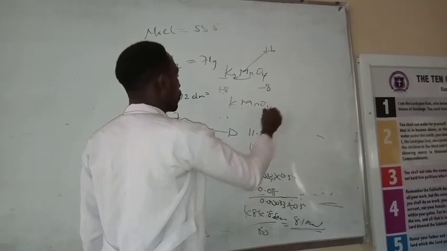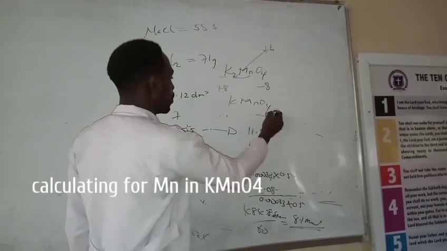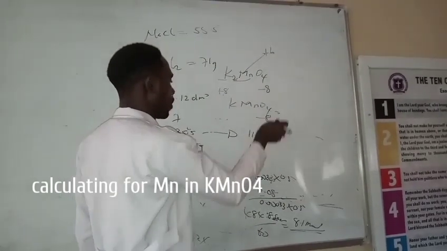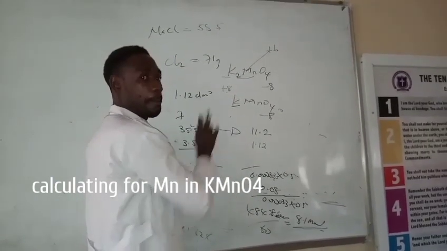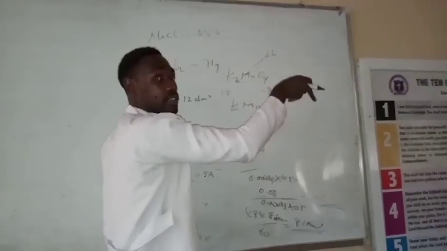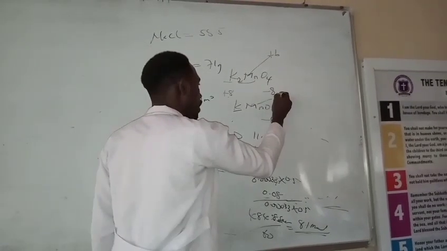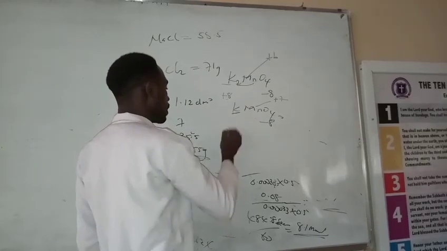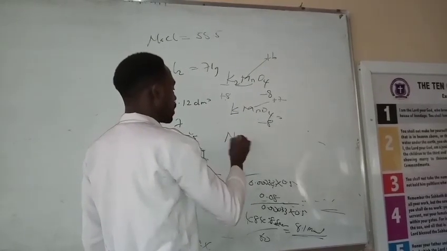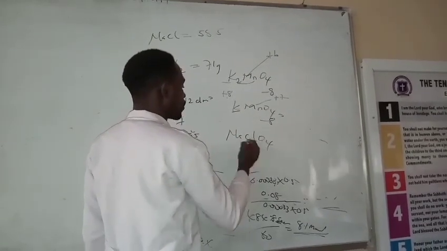If the 2 is not there, what will it be now? This is minus 8. We are looking for plus 8. So this one I provided plus 1. It remains how many? 7. So the oxidation number here is exactly plus 7.